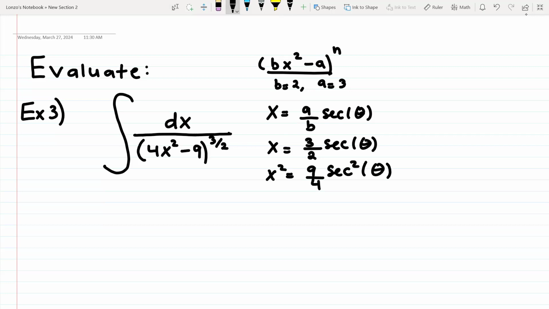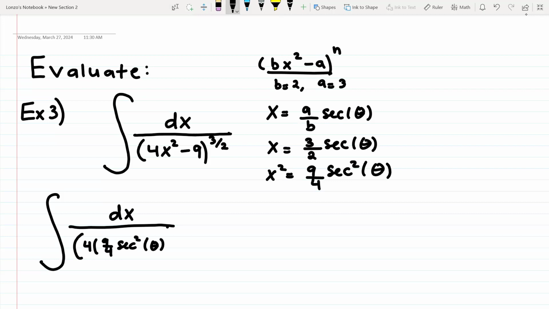Okay, so now what we're going to do is substitute it back into our problem. So it's going to be the integral of 4 times x squared, which is 9/4 secant squared theta, and then it's still inside the parentheses, minus 9. And then we're all going to raise it to the 3 over 2.